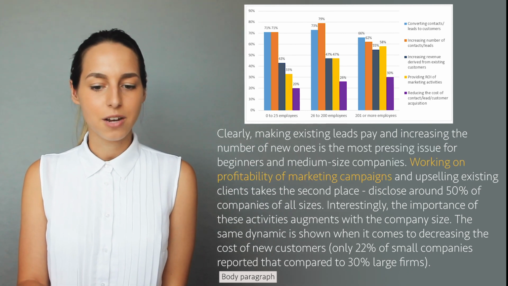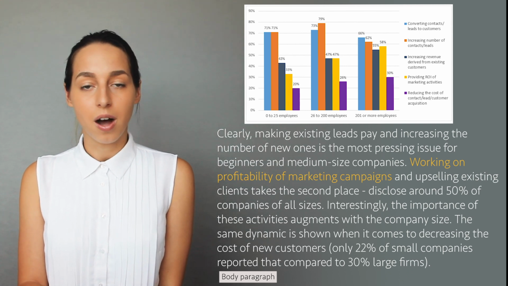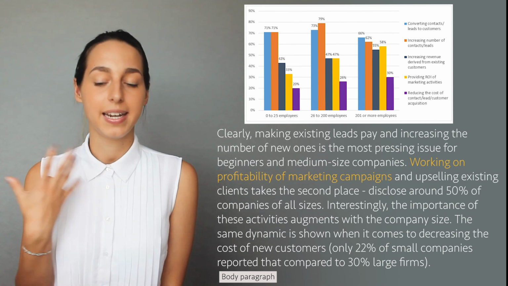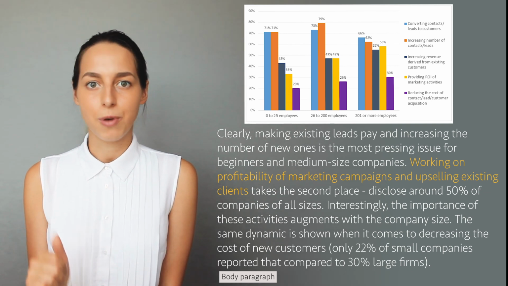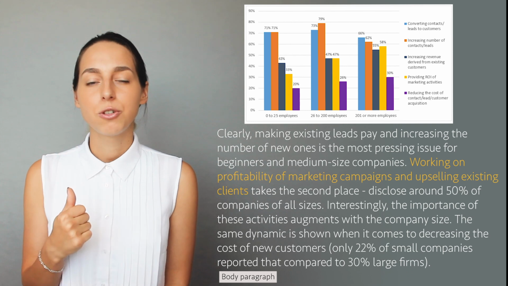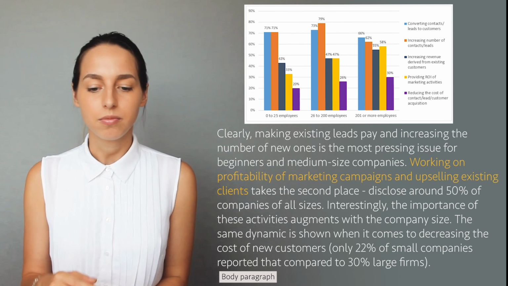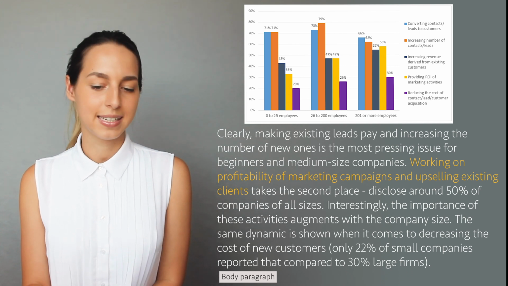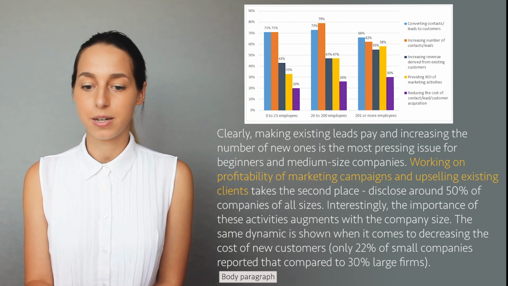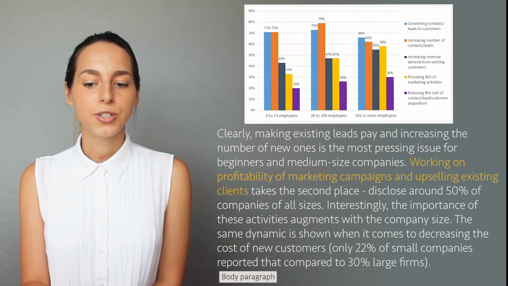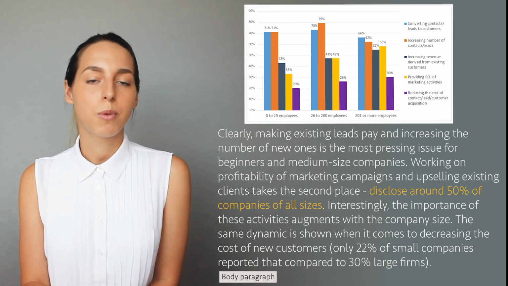Then in the next sentence, I write about working on profitability of marketing campaigns, which is providing ROI in marketing, which is return on investment. And again, I just paraphrase that. And upselling existing clients. Upselling means increasing revenue from existing clients. So you upsell someone when you try to sell them something that is a little bit more expensive than what they usually buy, for example. So again, I use the upselling existing clients as a paraphrase for increasing revenue from existing clients, and that's something that we have in our graph. Then I also say around 50% of companies disclose this information, and disclose is a synonym of report.